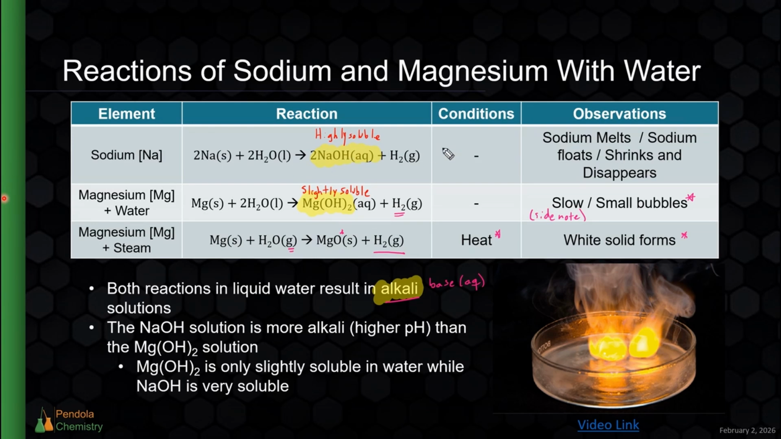Meaning that this reaction has a higher pH, more basic, than this reaction, which has a lower pH, less basic. Still basic, just not as basic as the sodium hydroxide is. All right. So this is another side note that you're going to have to remember about the basicity of the two reactions with water. Again, the last one, we don't talk about its basicity because that will require aqueous solutions, which we do not have in this last one.